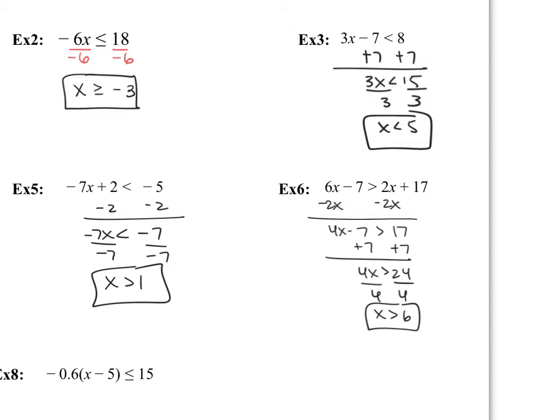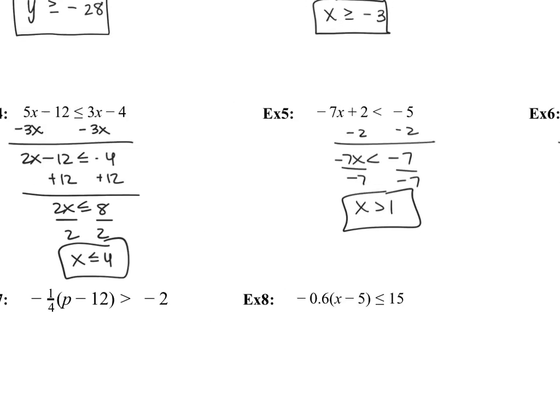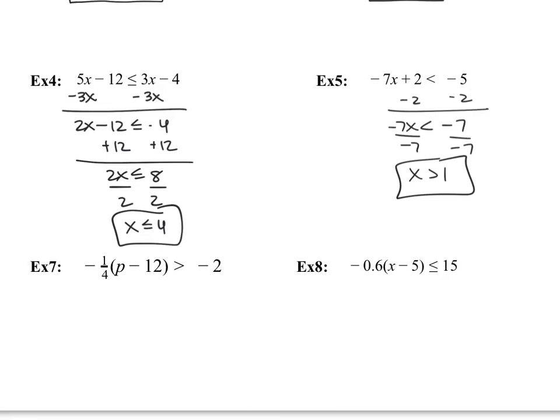So on example 3, I'm going to use reverse PEMDAS to get x isolated by first adding 7 and then dividing by 3. For a final solution is x is less than 5. I never divided or multiplied by a negative, so I don't have to worry about reversing the inequality sign.